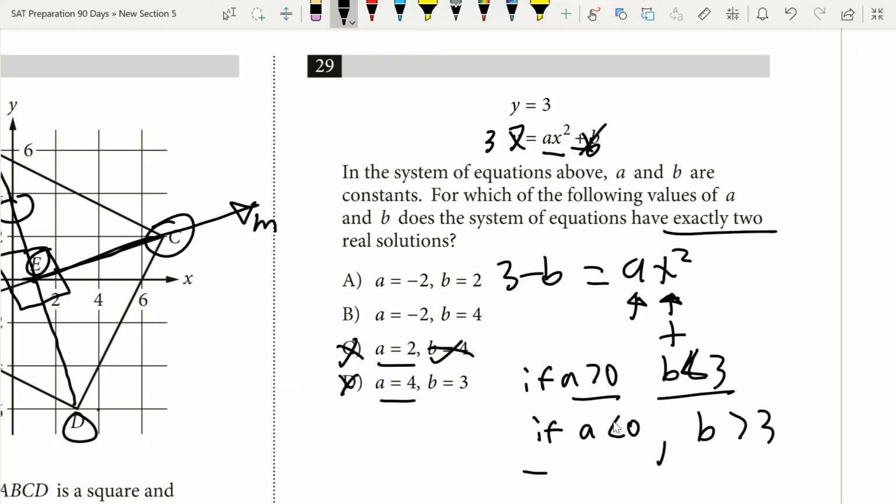So now let's look at our other options where a is less than 0, so a is negative. Is b greater than 3 in those? We see b is greater than 3 in option B. We have a is negative, which is less than 0. That fits our criteria, and we see that b is equal to 4, which is greater than 3.